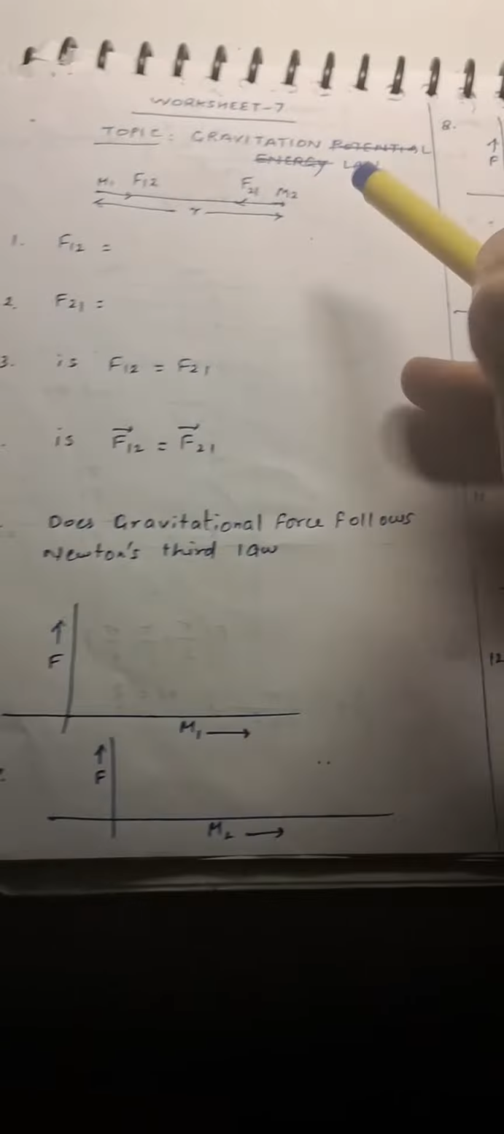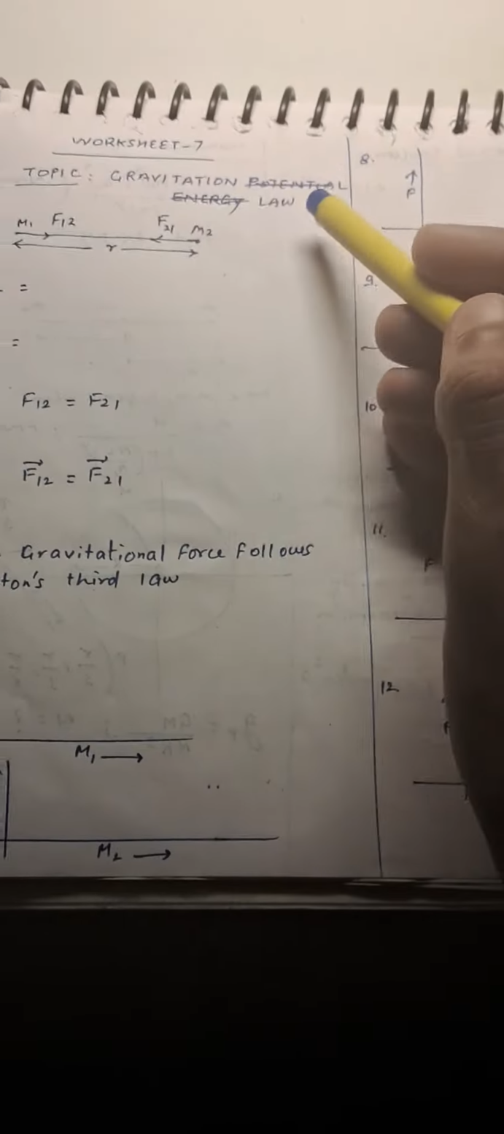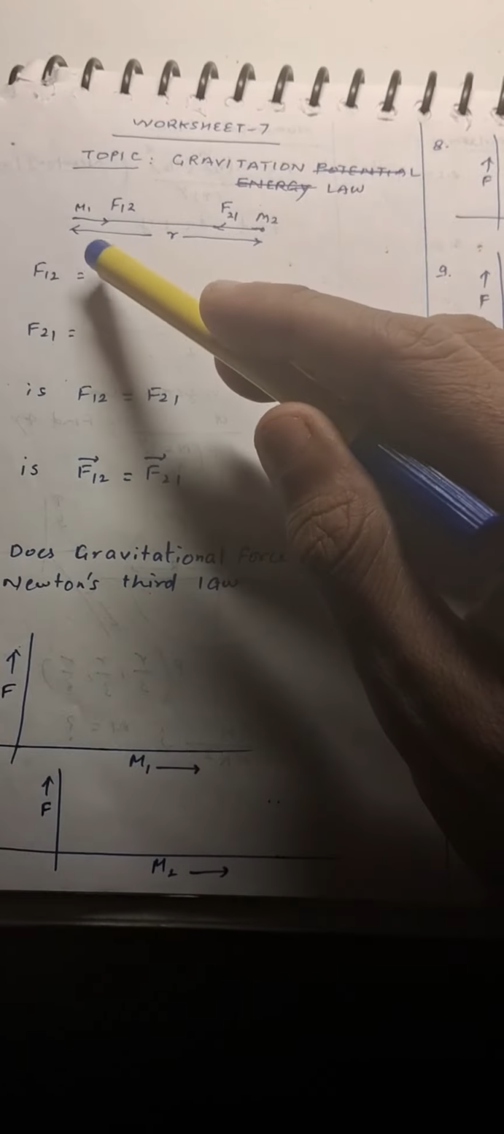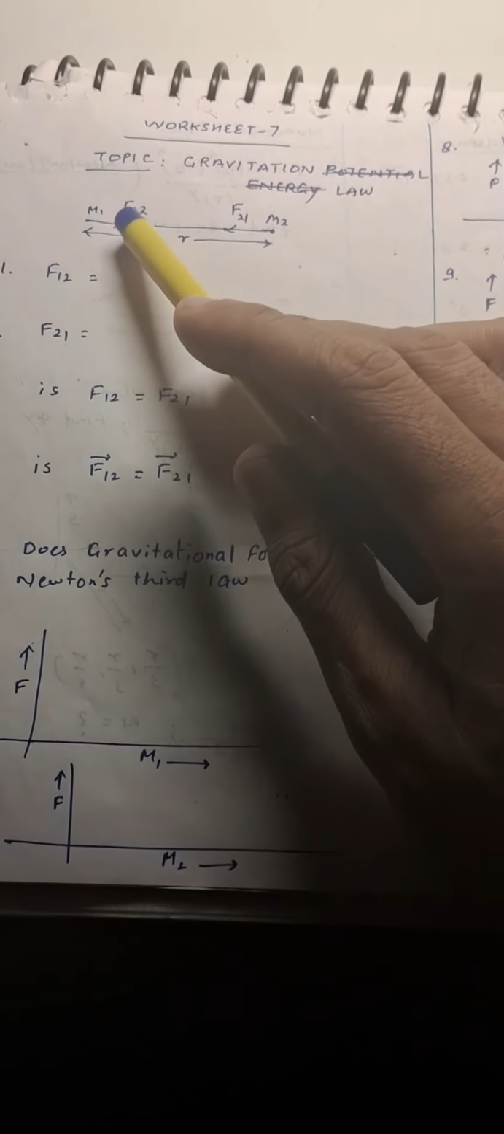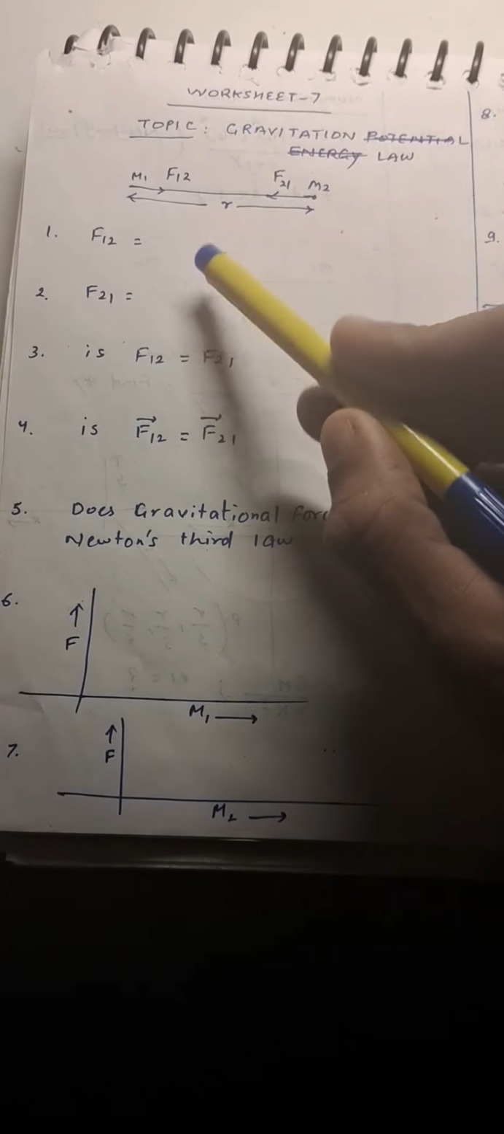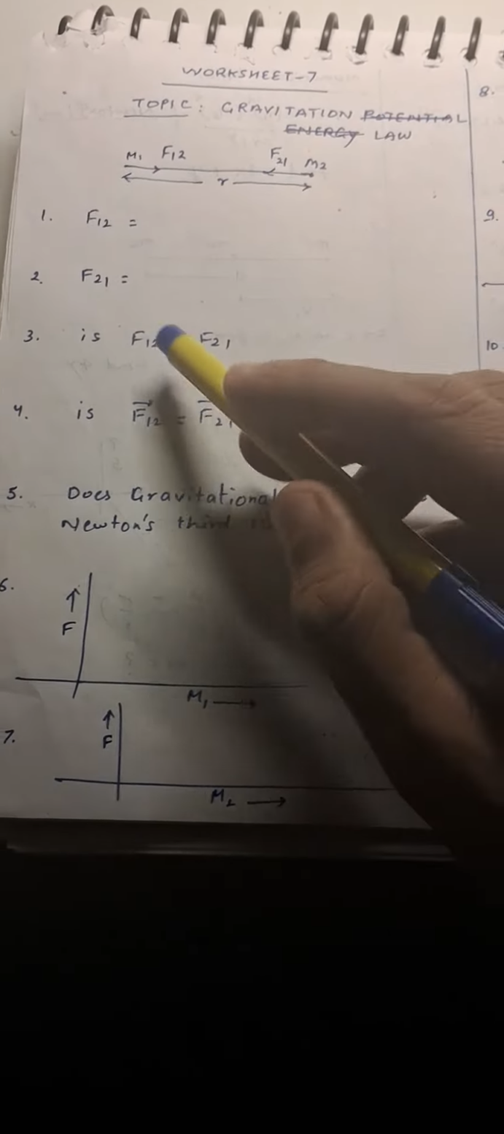And we have the next worksheet. It's based on the law of gravitation. So two masses are there, m1 and m2, separated by distance r. Gravitation forces are F12 and F21. First is the magnitude of F12, then the magnitude of F21. Next, is the magnitude equal? Next question, is the vector equal? Then, does the gravitation force follow Newton's third law?